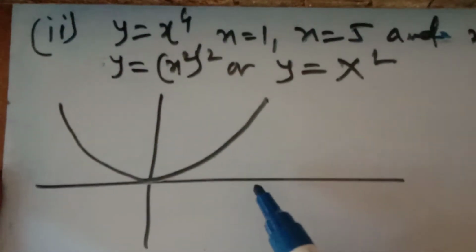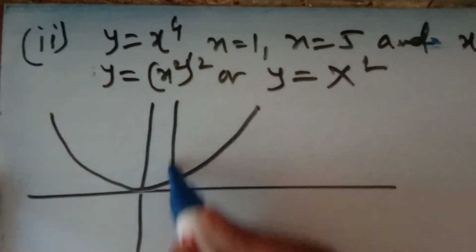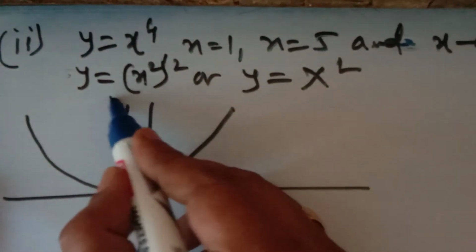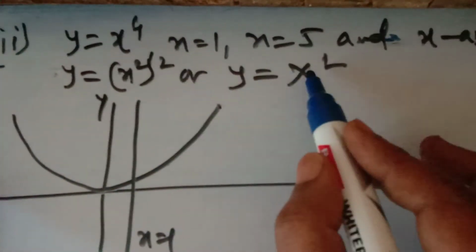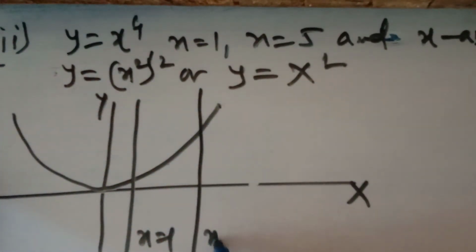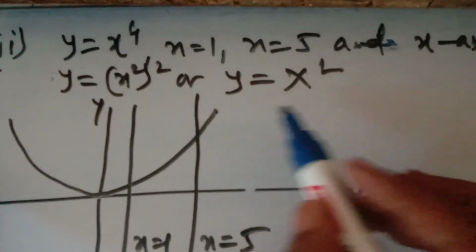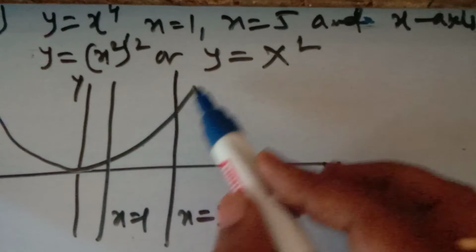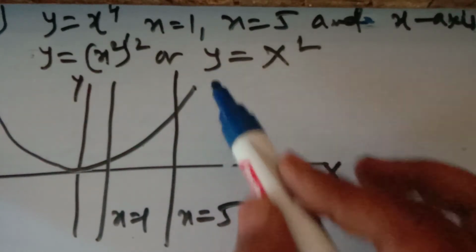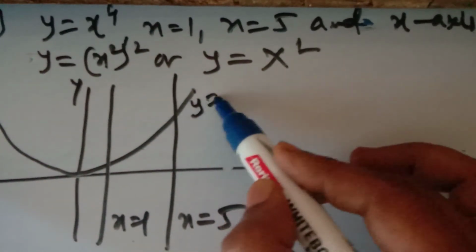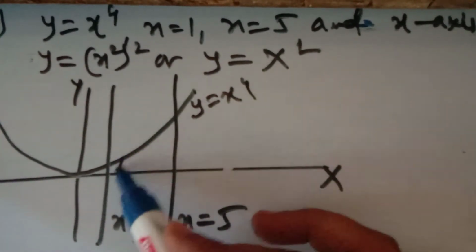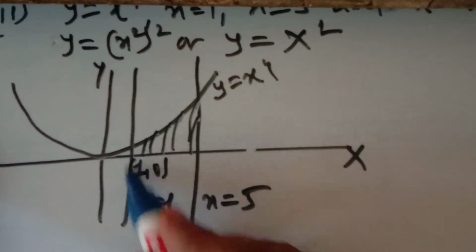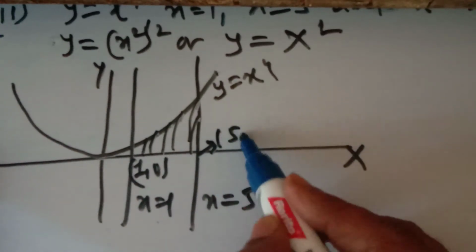x is equal to 1 is the first equation, which is parallel to the y-axis. x is equal to 5 again is a line parallel to the y-axis. You have to find the area bounded by these two lines, the curve y is equal to x to the power 4, and the x-axis. So this is the area you have to find. This point is again 1, 0. This point is 5, 0.